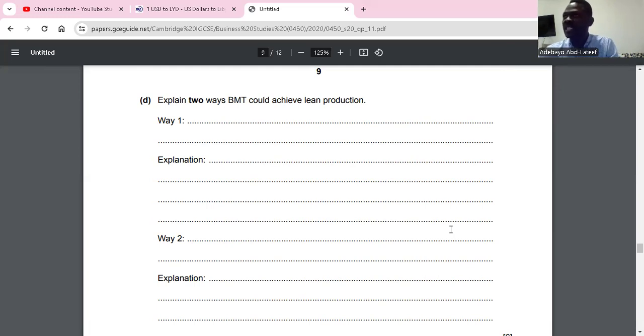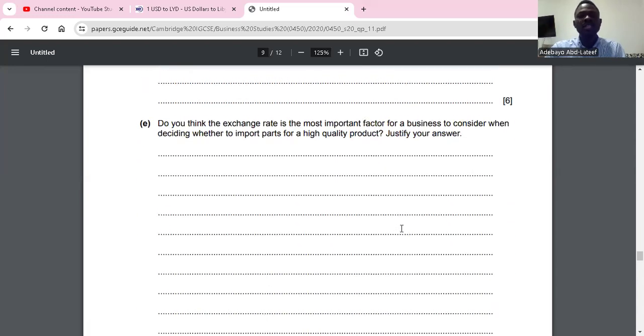1, we can use JIT, just in time. For JIT, this could be done by ordering parts and components needed for watches when they are to be produced. This reduces storage cost. And 2, kaizen, which is the Japanese word for continuous improvement. Continuous improvement helps to eliminate errors and mistakes in the course of making high quality products. Clear? Because lean production is about reducing waste and increasing quality. Clear? Yes. Go to E.